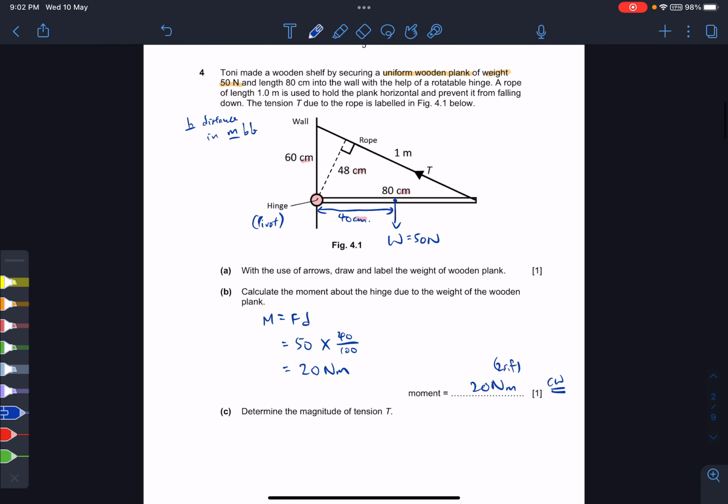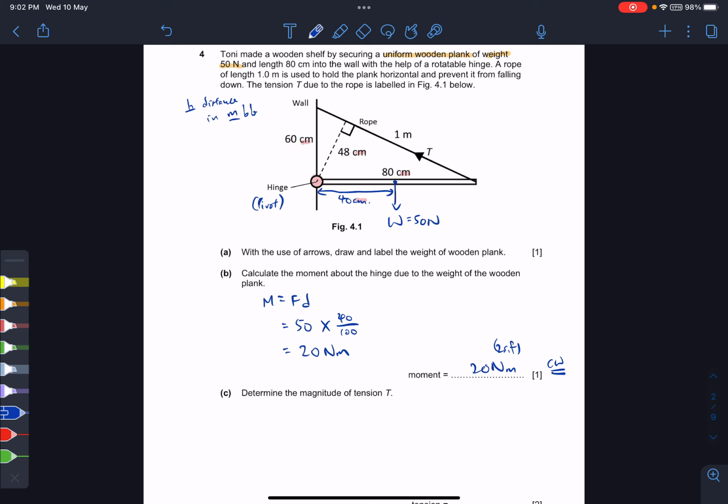Okay, next, we are supposed to find tension. Let's take a look. So we have weight, but now you take this rope. It says a rope is used to hold the plank horizontal and prevent it from falling down. If it prevents it from falling down and it's not going up, it essentially balances the weight. If the weight is not balanced, then the plank will go downwards, isn't it? But now they say it prevents it from falling down. That means the tension counters the weight. Essentially, that's what they're saying.